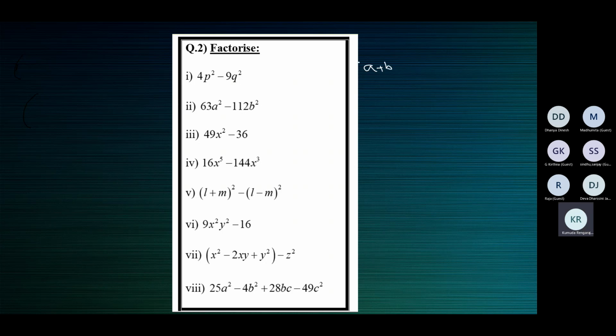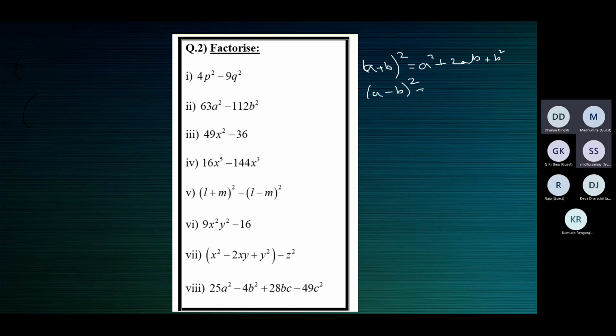So we know that a plus b. What is a plus b the whole square? A square plus 2ab plus b square, ma'am. And what is a minus b the whole square? A square minus 2ab plus b square.